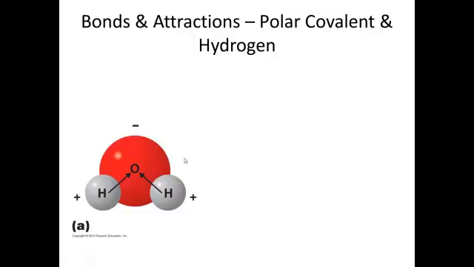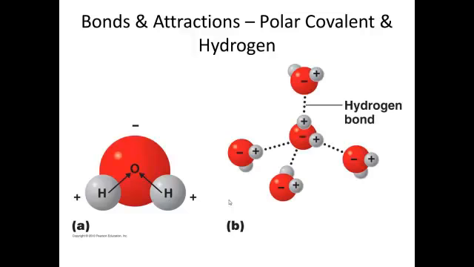Oxygen gets a slight negative charge because the electrons are spending more time around the nucleus of the oxygen, and the hydrogens get a slight positive charge. We call this a polar covalent bond. Think of it as the poles of the Earth. The Earth is a big magnet, and it also has a negative pole and a positive pole. Now, because water has a positive and a negative side, if you will, it forms bonds with other water molecules. The negative oxygen is attracted to the positive hydrogen, and so on and so on. And we call these hydrogen bonds.